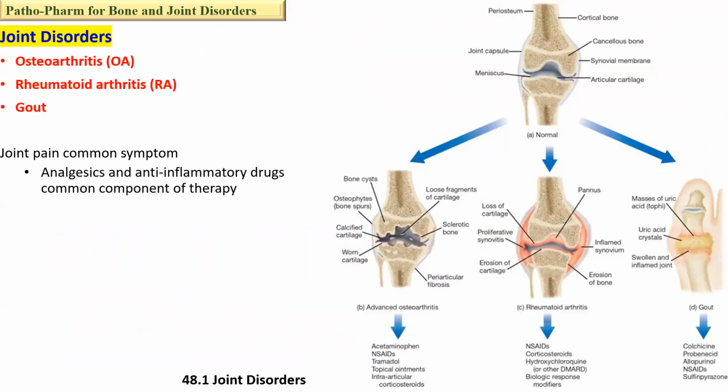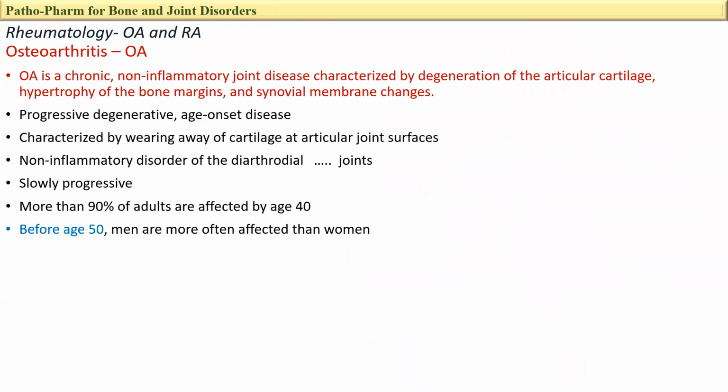Joint disorders: osteoarthritis, rheumatoid arthritis, gout disease. Sometimes we mix up osteo with the rheumatoid, and we think it's the same, or they are used interchangeably, but these two disorders are completely different. They have different pathophysiology, different disease process, different disease progression, and this is the time when we have to differentiate between osteoarthritis and rheumatoid arthritis.